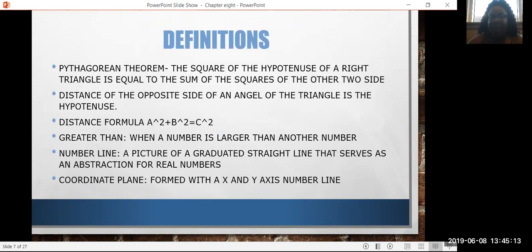You definitely need to know what it means when it says greater than, so a number is larger than another number. Number line, you need to always be able to read a number line. The number line is a picture of a graduated straight line that serves as an abstraction for real numbers. And then coordinate planes are formed with X and Y axes on the number line.